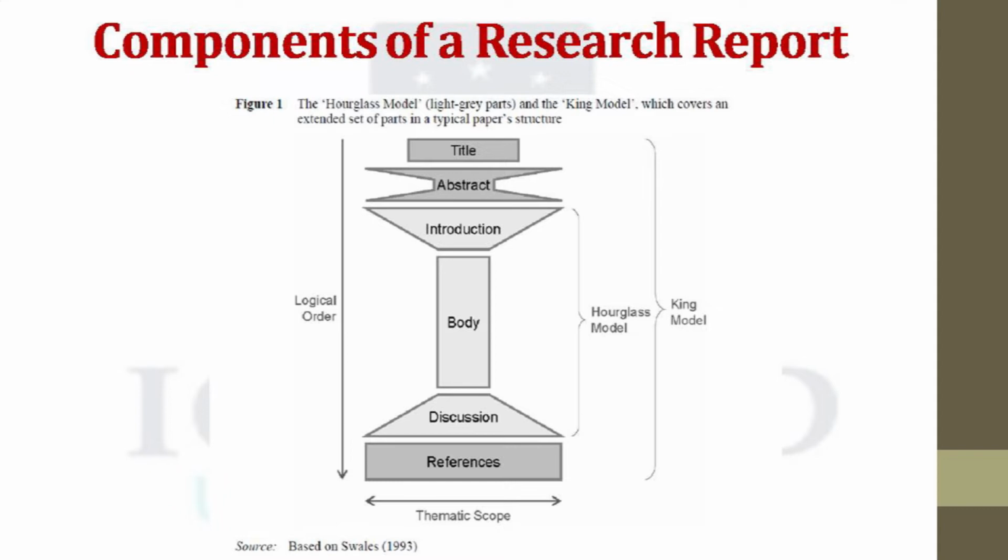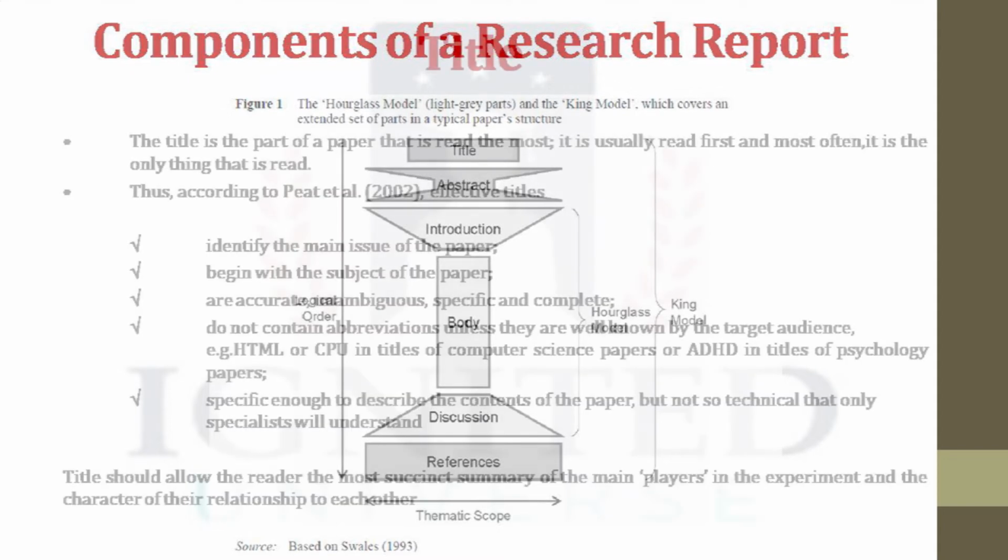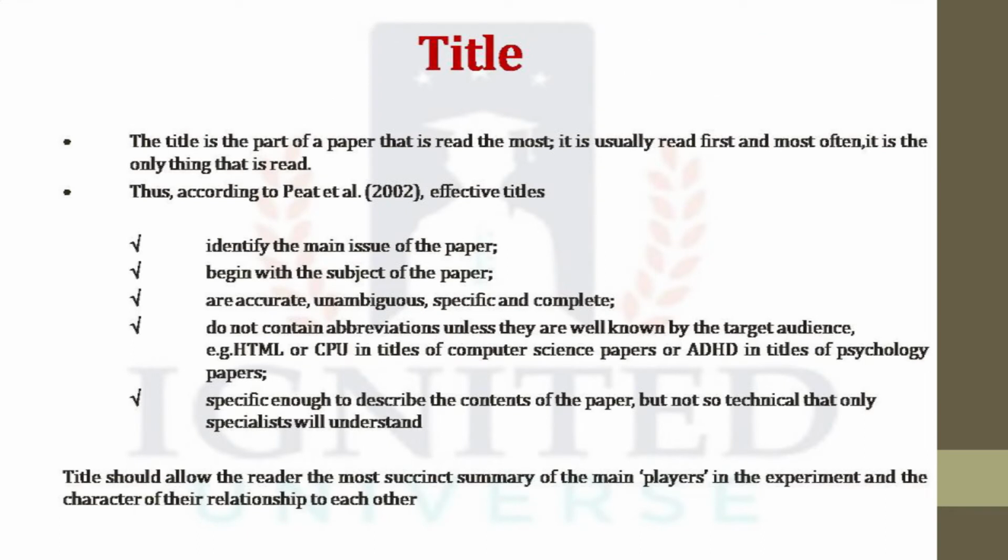So title, abstract, and references add on to our analysis, to our paper, like a king being set on a throne. So let us first take up the topmost branch of the component of a research report, which is the title. The title is the one which is being cited everywhere, which is being read most. So it should be comprehensive and convey the right meaning.